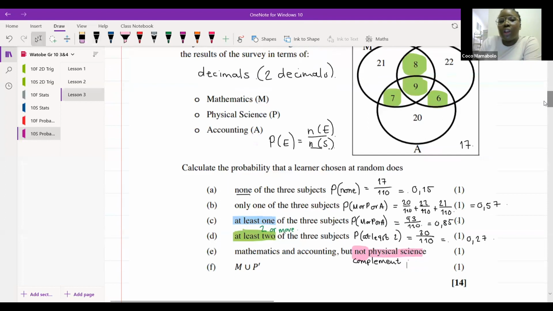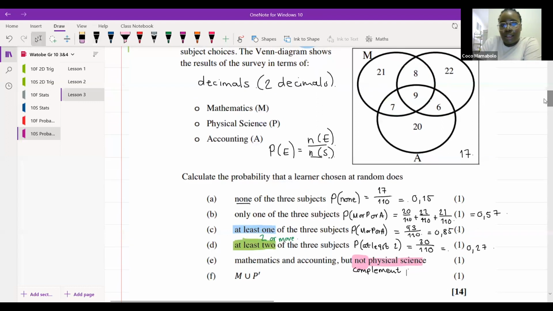They want the whole of maths and accounting, but not physics. So that means we can't include this part and this part and that part, because those parts are part of physics. When we say maths and accounting but not physics, we cannot include 8 or 9 or 6 because those make up part of physics. All right, so what would my probability then be?